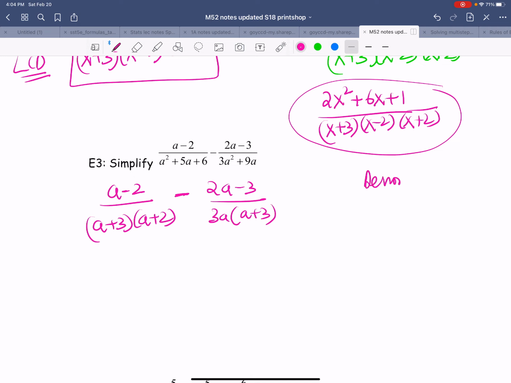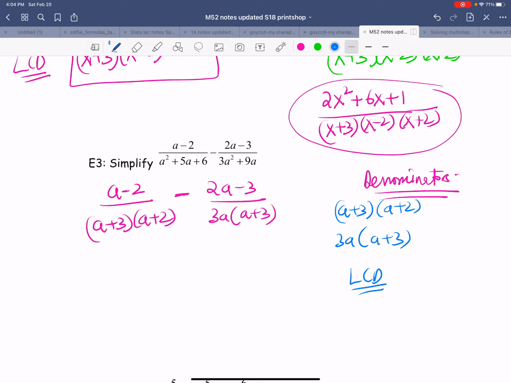Now, let's do some work to find the LCD. My denominators are a plus 2, a plus 3 in the factored form, and then 3a times a plus 3 in the factored form. Remember, LCD is each unique factor coming down with the highest exponent. Well, 3 has the highest exponent of 1, a has the highest exponent of 1, a plus 3, and then a plus 2. This is all going to be my LCD.